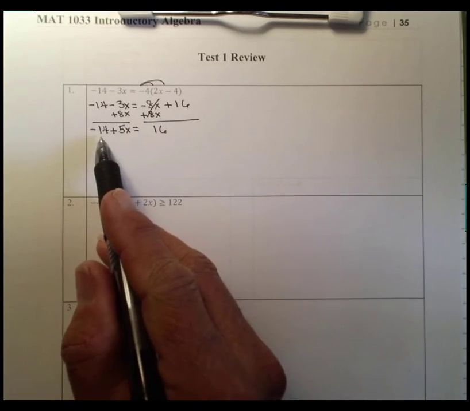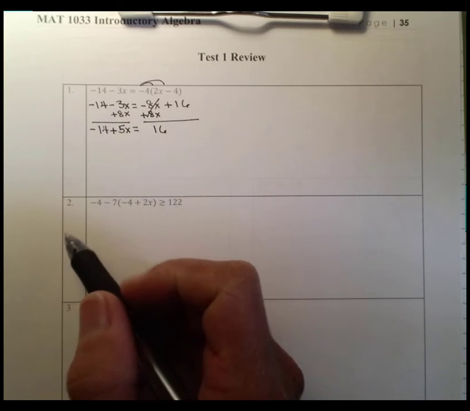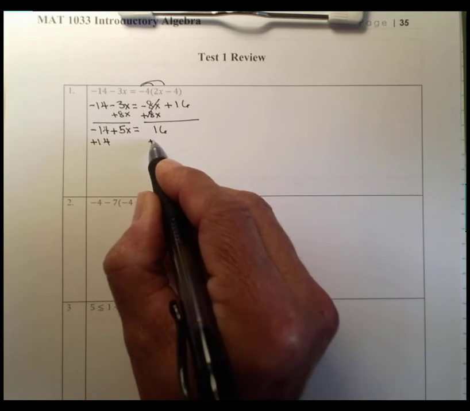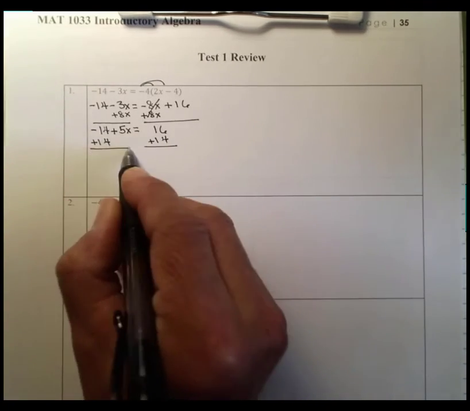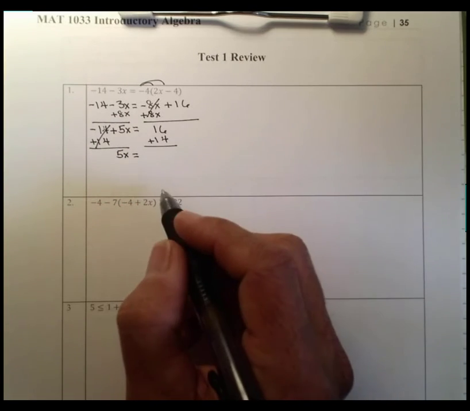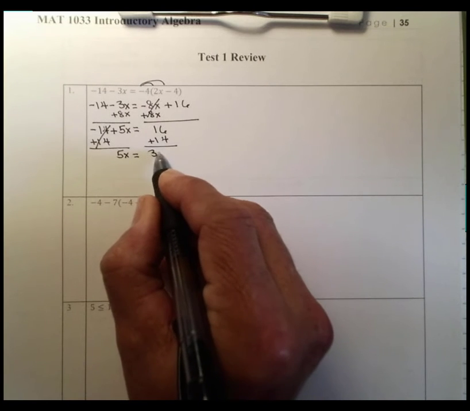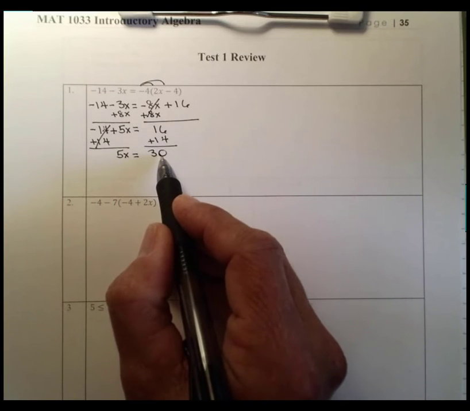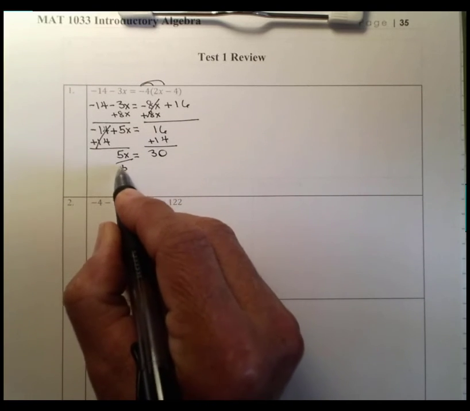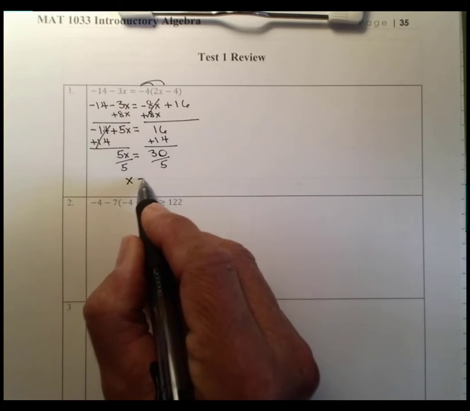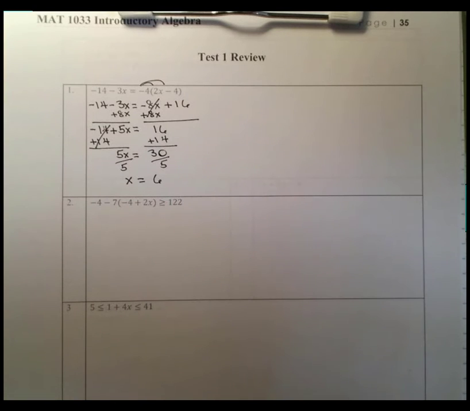Now, I want to get rid of this negative 14 because I need to isolate the variable term. So since it's negative, I will add 14. Remember, at this point, all I can do is add or subtract. So I end up with 5x on the left, and this is equal to 16 plus 14, which is 30. And the final step, if there is one, if you have a coefficient in front of your variable and you've only got one term on the other side, then you divide by the coefficient, whatever it is. 5 divided by 5 gives me 1x. 30 divided by 5 gives me 6, and my solution is x is equal to 6.